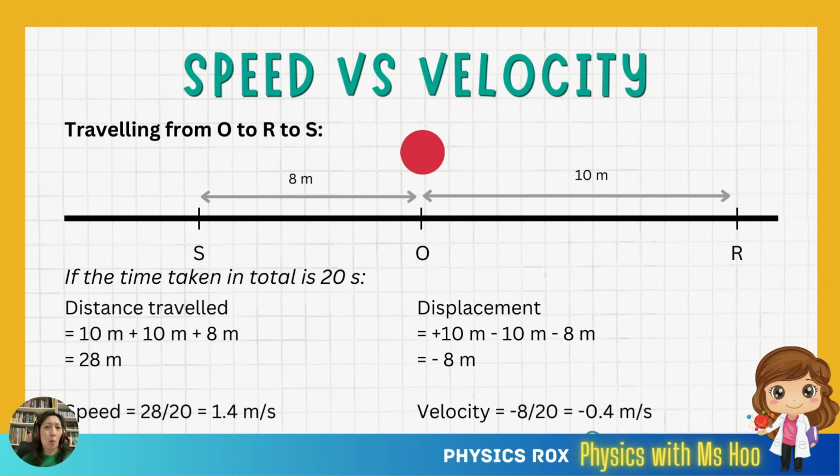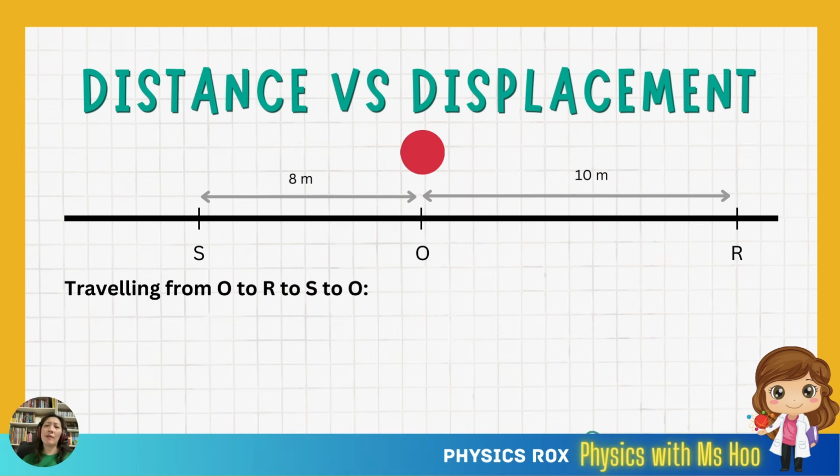Let's look at one more example. So again, we're going to have the same red ball with the same setup, but this time this red ball is traveling from O to R to S and back to O. Remember that when calculating distance, it doesn't matter which direction the object is traveling in.